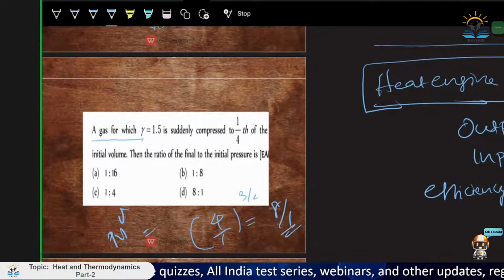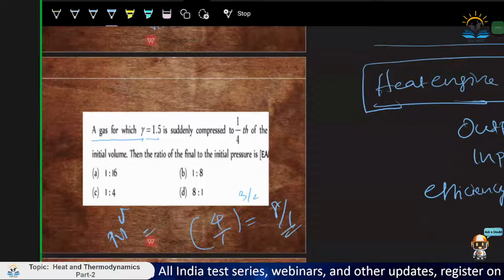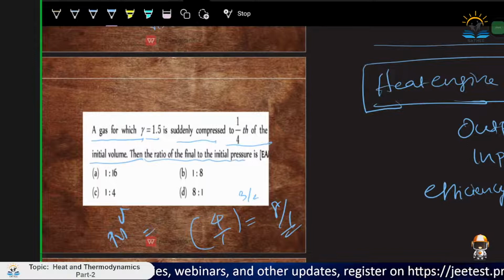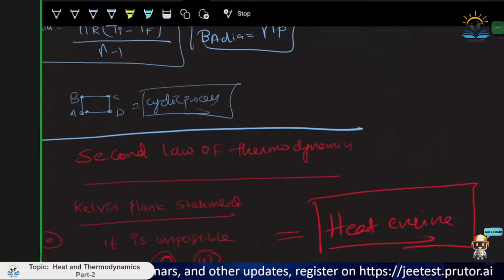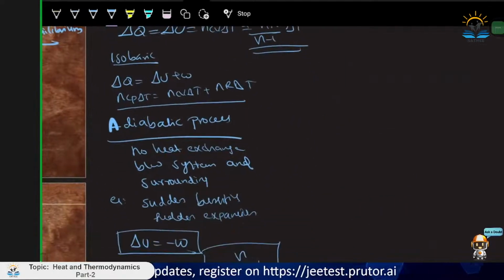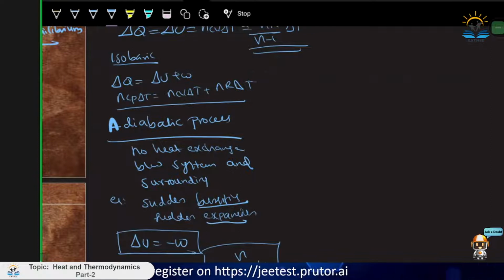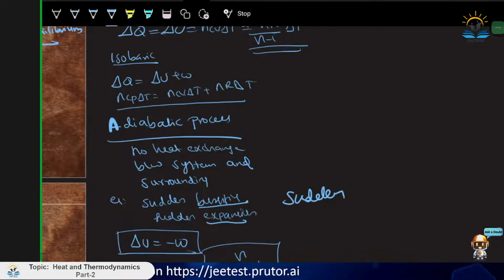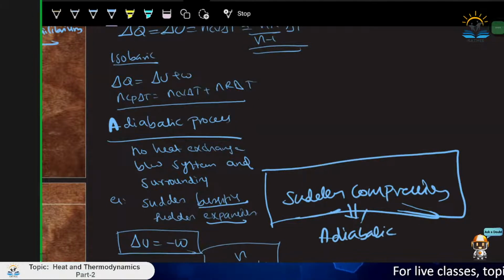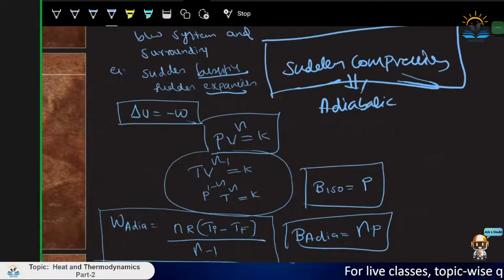A gas for which gamma is equal to 1.5 is suddenly compressed to 1/4 of the initial volume. Then find the ratio of final to initial pressure. I already told you, instead of saying adiabatic process, they will say sudden bursting, sudden expansion, sudden compression, etc. When you see sudden compression, sudden expansion, or sudden bursting in the question, we should understand it is an adiabatic process. And we know the equation of the adiabatic process.